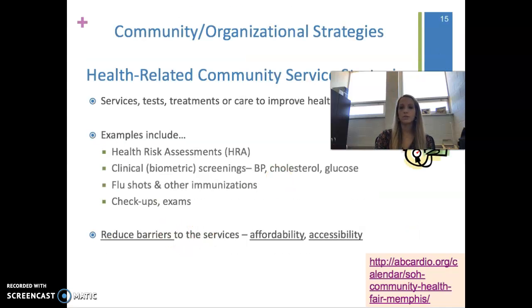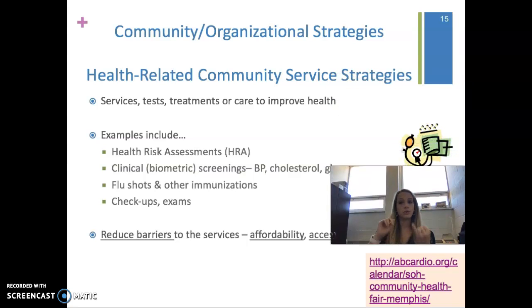Okay, so let's talk about some of those other strategies. As I mentioned, we've already talked about health communication, health education, and other strategies. Now we're going to talk about those community organizational strategies. Some of these include different services, tests, treatments, and these are all to improve our health and our health care. So examples can include health risk assessments, so actually delivering a questionnaire that gives us a look into those behaviors that are putting us at risk.